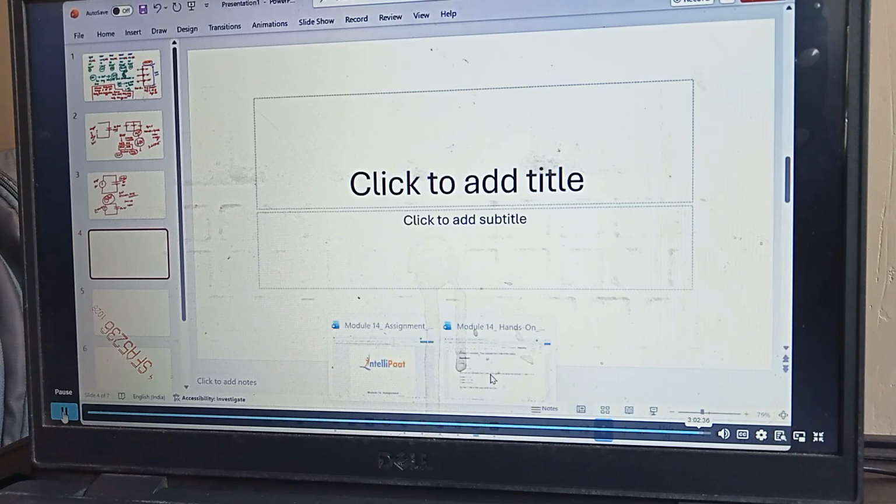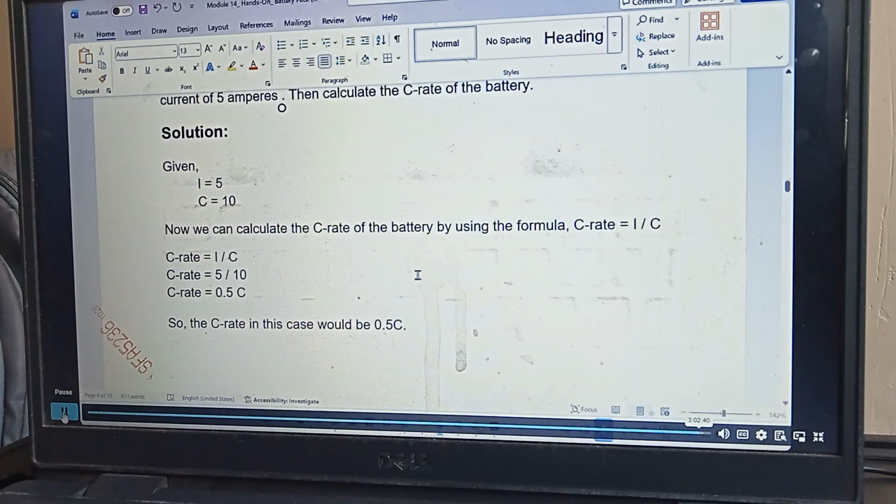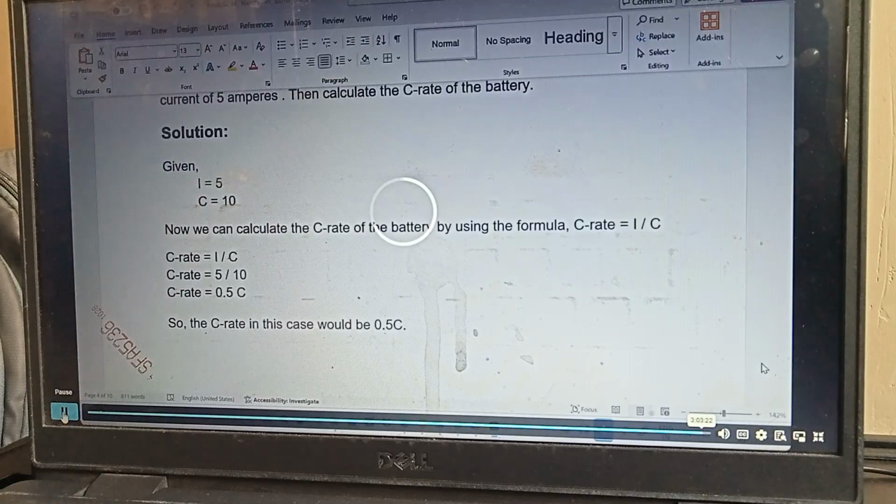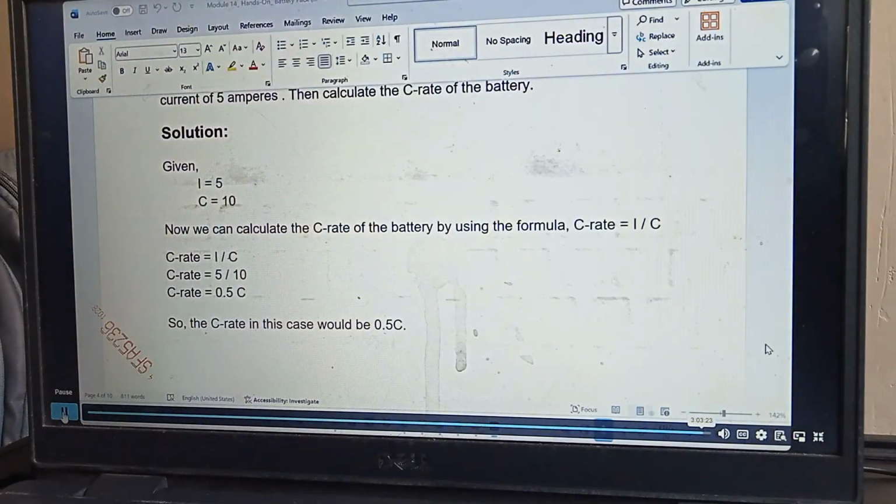Anyone, any doubt up to this? Clear? We get 0.5. Anyone, any questions on this? And this problem is done.